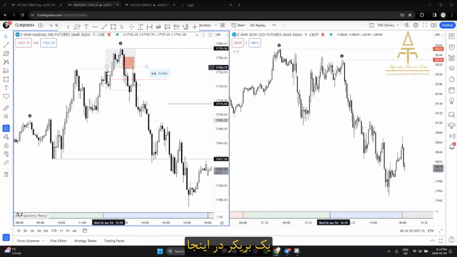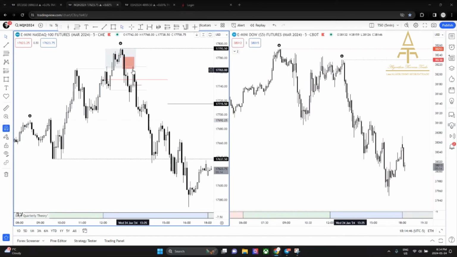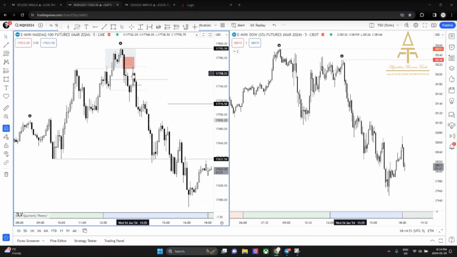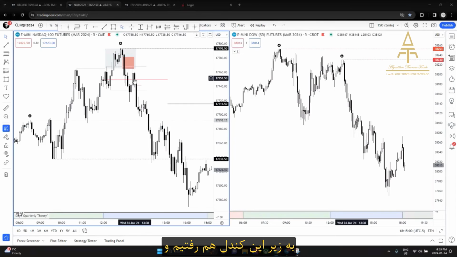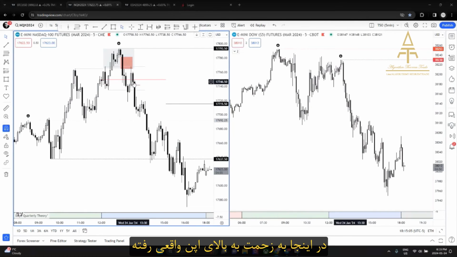A breaker. Price moves within this, then an order block forms within the breaker, right? And the opening is below the open of Q1. We traded below it, remember? And right here, it barely did it, but it went above the true open of the afternoon session, and we just started to break down.